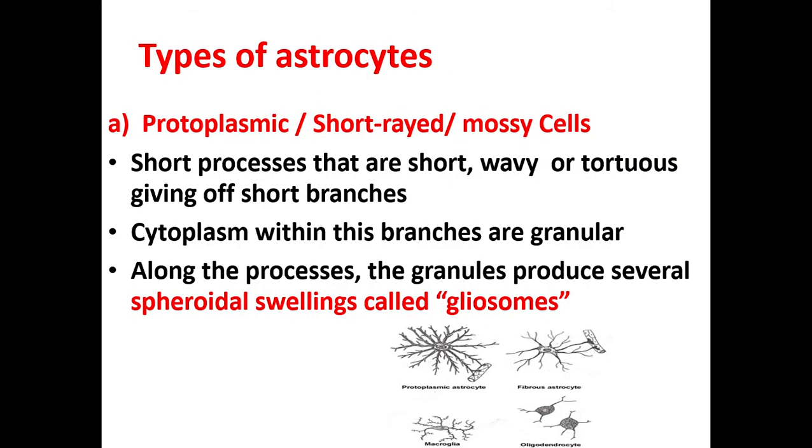Let's go into the types of astrocyte. The first type is the protoplasmic astrocyte, sometimes referred to as short-rayed or mossy cells. The processes of these cells are short and wavy or tortuous, giving off short branches. The cytoplasm within these branches is granular in nature, and along the processes, the granules produce several spheroidal swellings called gliosomes.